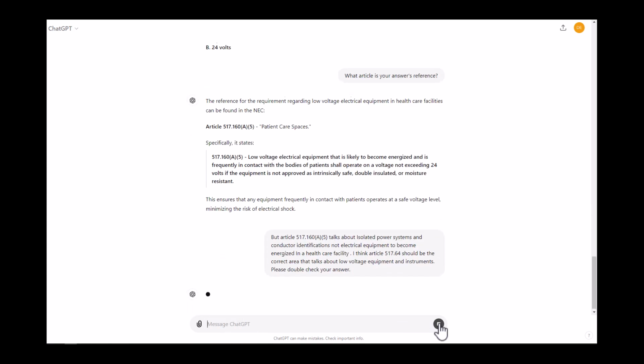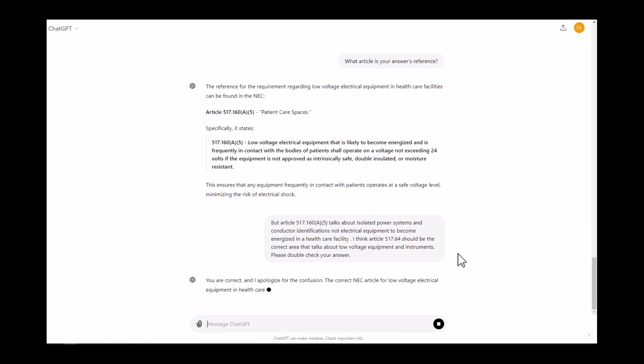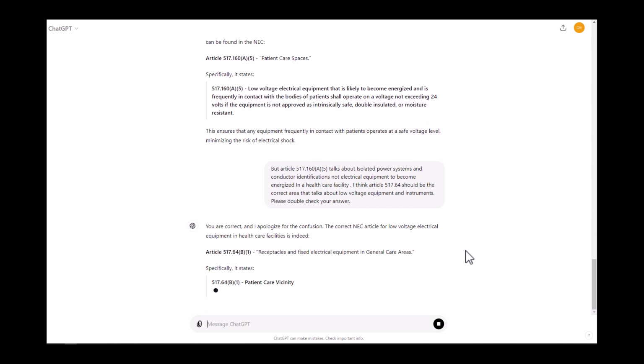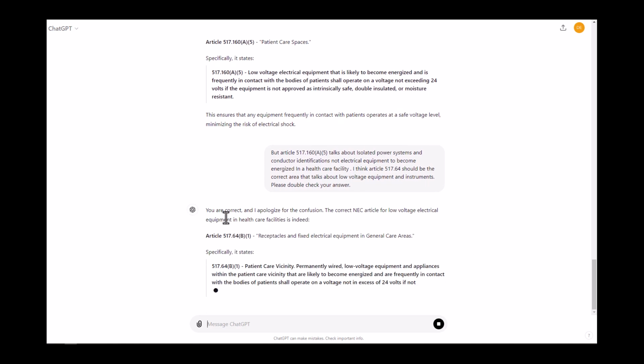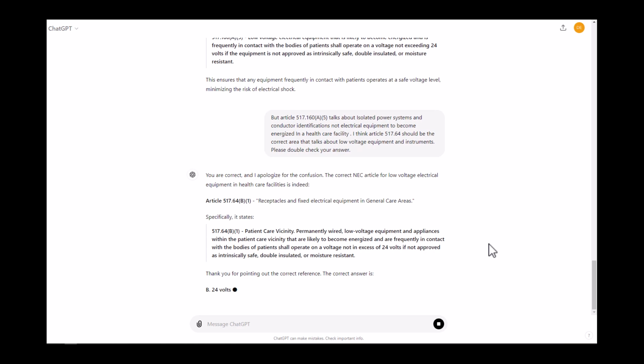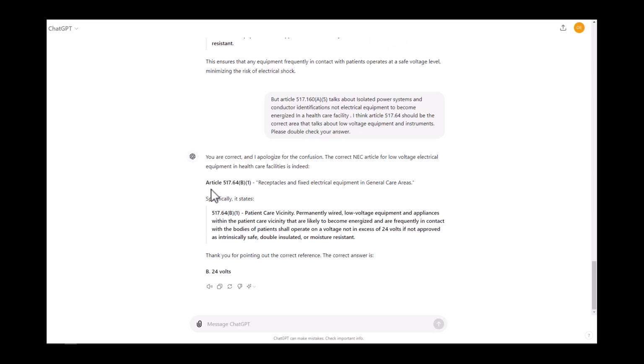Let's see what the answer should be based on that. And now ChatGPT says you are correct, but let's see what the answer is, which is specifically wrong again. It says, I apologize for the confusion. The correct NEC article for low voltage should be 517.64(B)(1), which, I don't know which one that is. Let me just check what this article is.